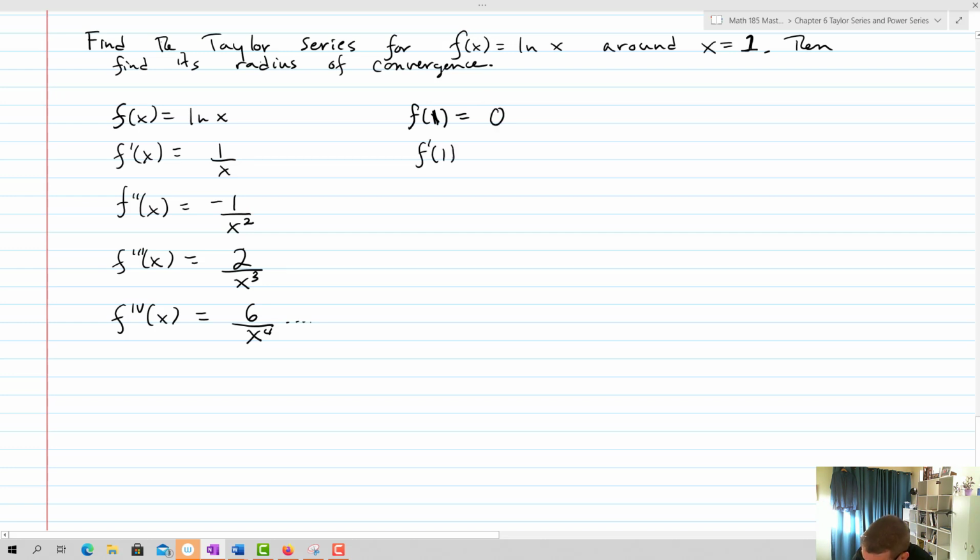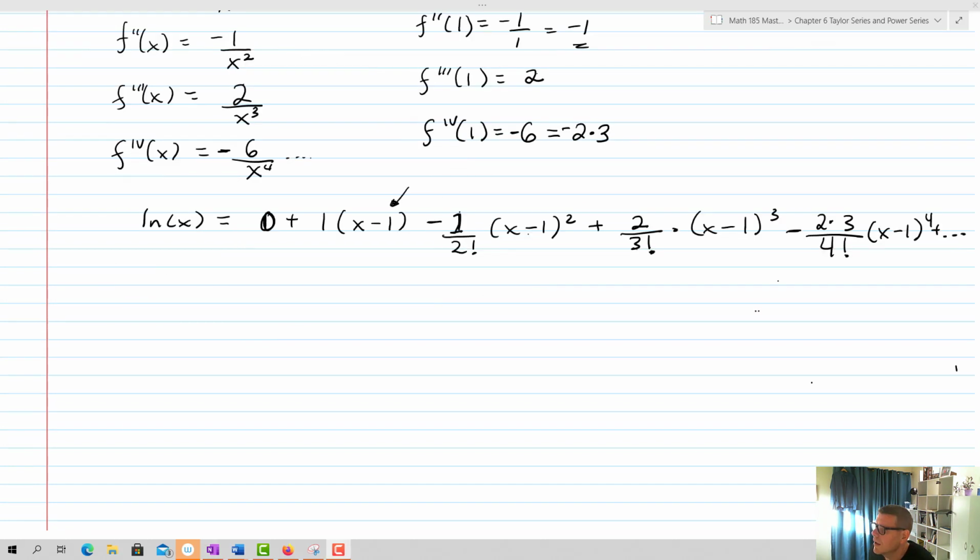F prime of 1 will end up equaling 1. F double prime of 1 will equal negative 1 over 1, so negative 1. F triple prime of 1 will equal 2. And f quadruple prime of 1 is going to end up equaling 6. By the way, which is equal to 2 times 3. So now we're going to actually just put this in here.